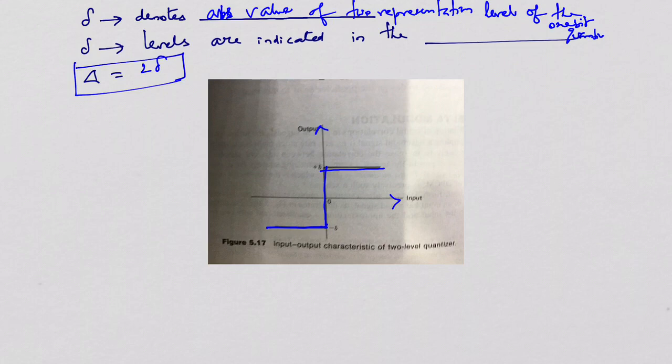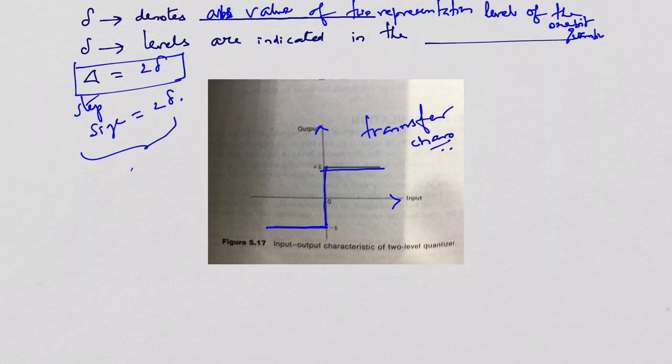In fact, what is delta? Delta is actually indicated in the transfer characteristics. Let me call this the transfer characteristics. The step size in delta modulation is equal to 2 into delta. This is very, very important and to be remembered forever. They may ask you in the viva questions.